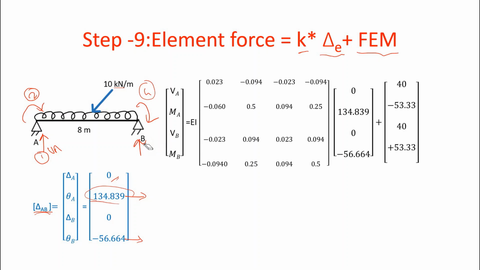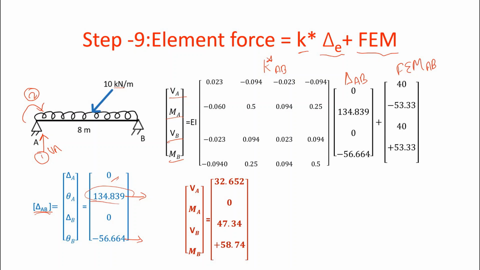Okay, now we just apply the element forces. The element forces we obtain are shear force at A, bending moment at A, shear force at B and bending moment at B. So we just multiply this K star AB with delta AB, and we add it with FEM AB, the fixed end moment of the AB element. Okay, so when you calculate this, you will get the answer as 32.652. This is the shear force at A, and 0 is the bending moment at A, and 47.34 is the shear force at B, and 58.74 is the bending moment at B.